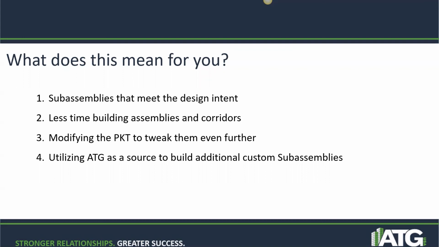So take those 4 things: subassemblies to meet the design intent, which means less time building assemblies and corridors. Modify the PKT to tweak them even further. I do recommend that you make a copy of it and then tweak it. And once you know that it works, then you can overwrite the other one. And then if you get stumped, if you just don't have the time, utilize ATG as a source to help build those additional custom subassemblies.